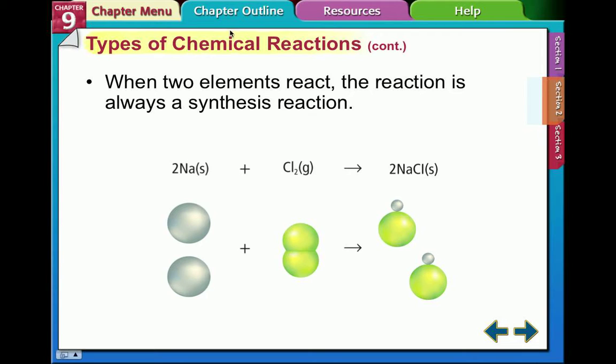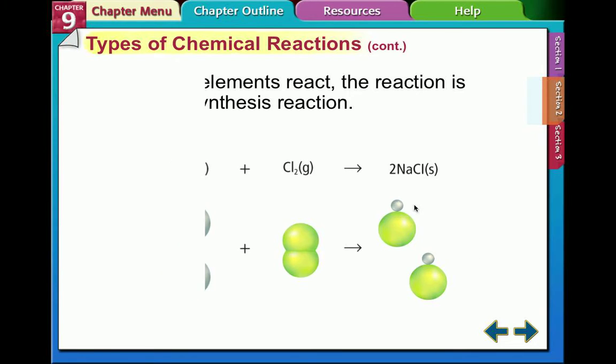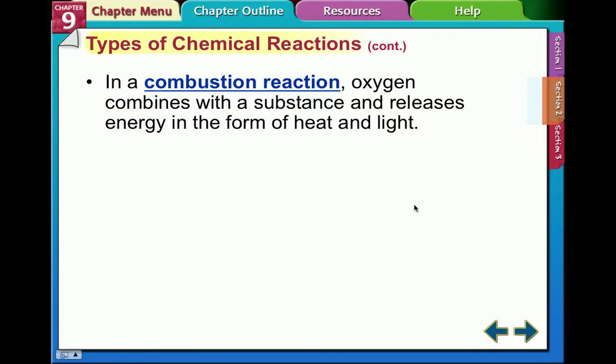So here we have sodium that is reacting with chlorine. What product does it make? It makes sodium chloride. Okay, next we have a combustion reaction. This is when oxygen combines with a substance and releases energy in the form of heat and light. Combustion, what do you think of? I think of fire.